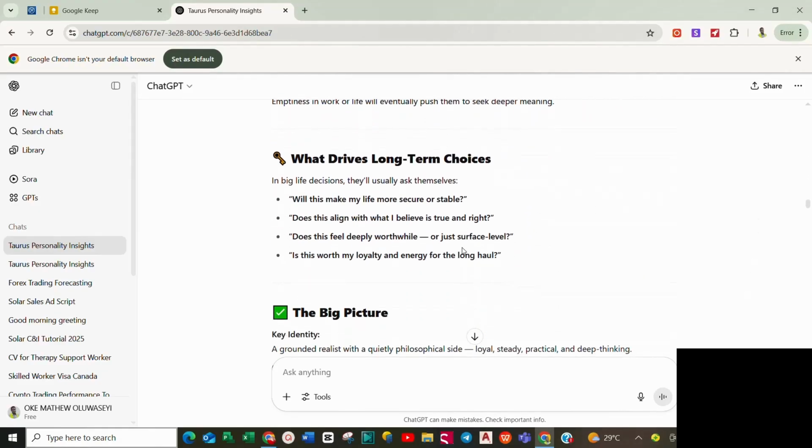So what drives their long-term choices is: will this make my life more secure and stable? Does this align with what I believe? Is it true or right? Does this feel deeply worthwhile, and is this worth my loyalty and energy?